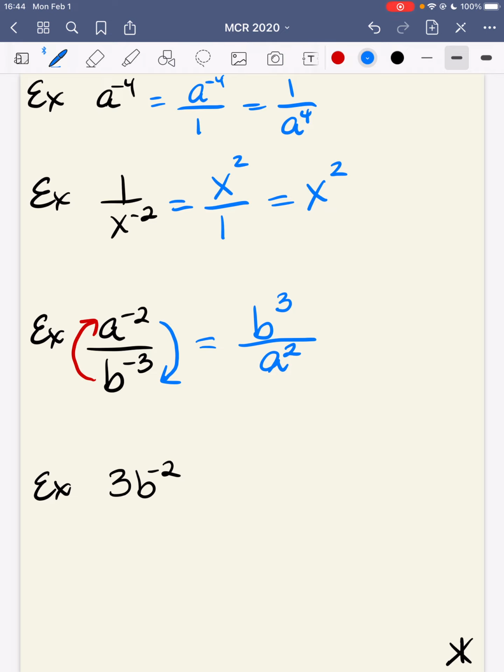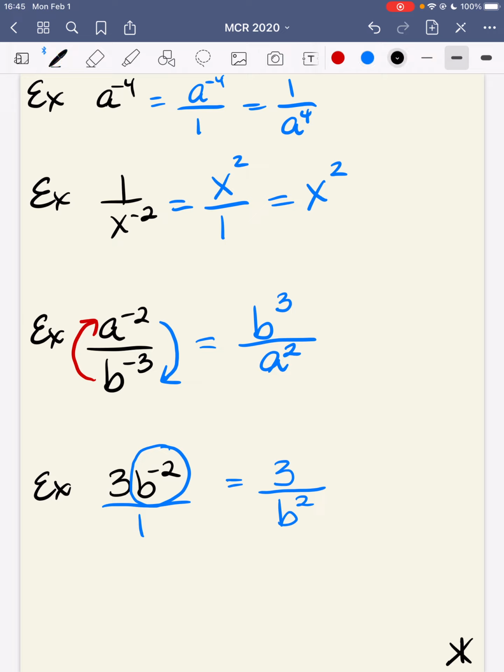We also got to remember the idea of parentheses. So in this example here, I have 3b to the negative 2. There's no parentheses here, which means this negative exponent only applies to the b and not to the 3. Which means the only thing that's going to move into the denominator of any fraction is the b. The 3 is therefore going to remain on the top. My b is going to move to the bottom, and it's going to become positive.